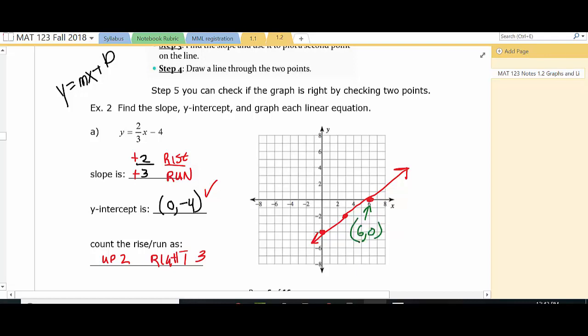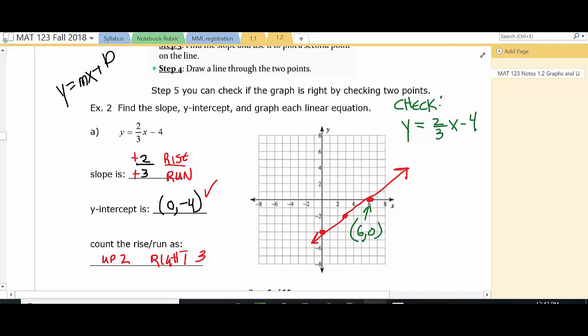That's over 6, up 0. Now I'm going to check this point. So you can tell you're right by doing this. If you simply take the equation I gave you, y equals 2/3 x minus 4, just write that equation down, because you need to understand what a graph is.